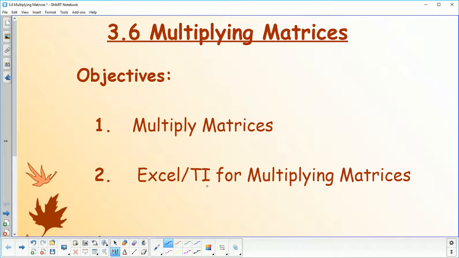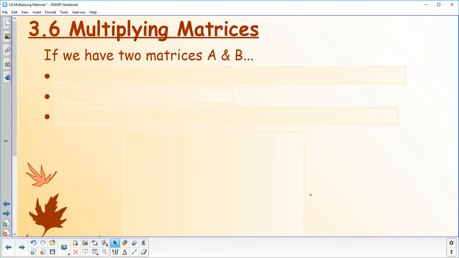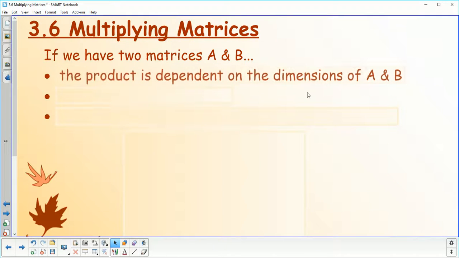So we can definitely do it with our TI-83s and 84s or the Aspires if you have any of those calculators, and we'll do an Excel project too where we multiply matrices and we solve some systems of equations using matrices as well. So first thing, if we're going to multiply two matrices, let's just say we're going to call them A and B, their product is going to be dependent on the dimensions of A and B. And in fact, sometimes you can't actually multiply two matrices if they don't have the right kind of relationship that we're going to talk about in a minute.